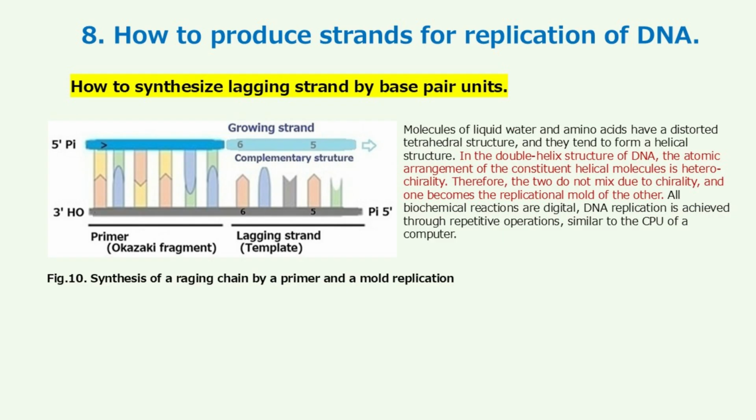Molecules of liquid water and amino acids have a distorted tetrahedral structure, and they tend to form a helical structure. In the double helix structure of DNA, the atomic arrangement of the constituent helical molecules is heterochirality. Therefore, the 2 do not mix due to chirality, and one becomes the replicational mold of the other. All biochemical reactions are digital. DNA replication is achieved through repetitive operations, similar to the CPU of a computer.